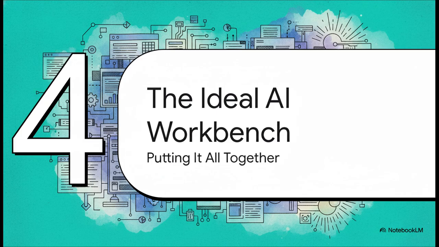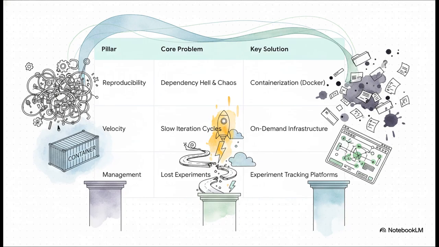All right, for our last section, let's pull all of these ideas together. Let's build a picture of what the ideal AI workbench, the perfect environment, actually looks like. This table really sums it all up beautifully. We have 3 main pillars. For the pillar of reproducibility, the problem is dependency hell, and the solution is containerization. For the pillar of velocity, the problem is slow iteration, and the solution is on-demand infrastructure and hybrid workflows. And finally, for the pillar of management, the problem is lost experiments, and the solution is a systematic tracking platform. Get these 3 pillars right, and you've built a high-velocity environment.